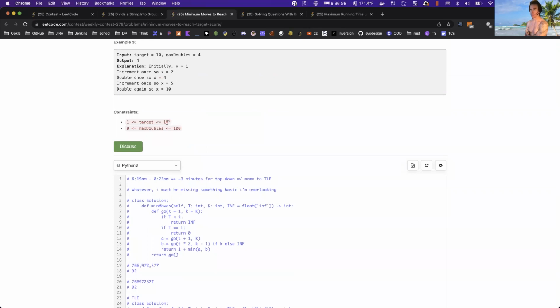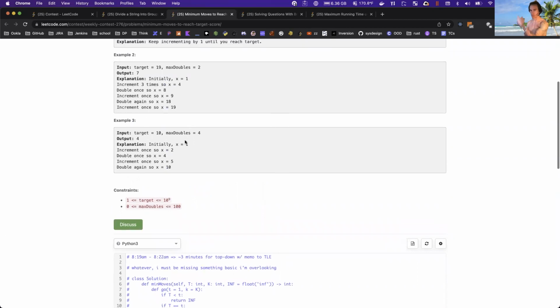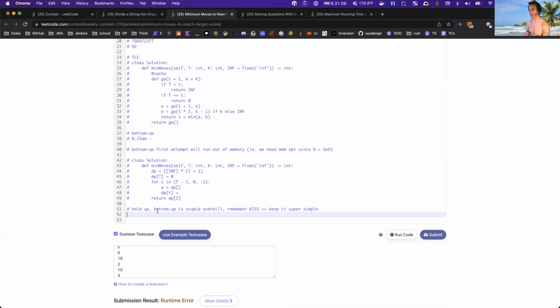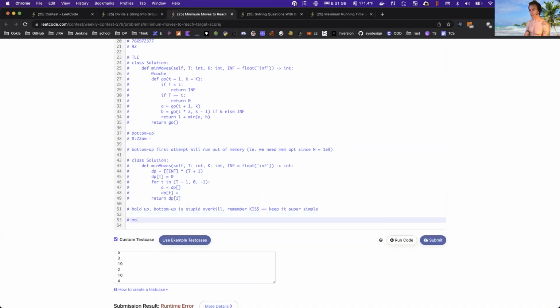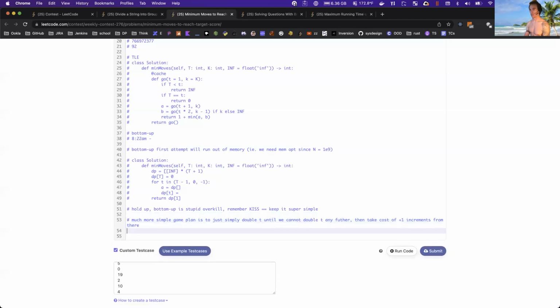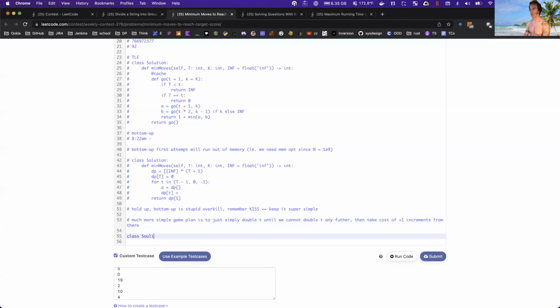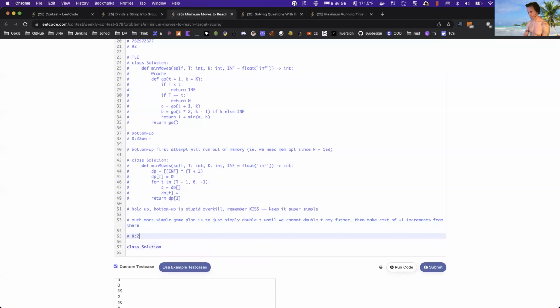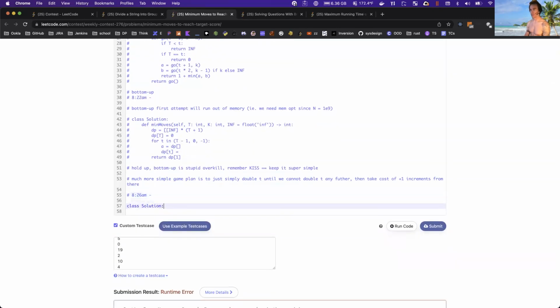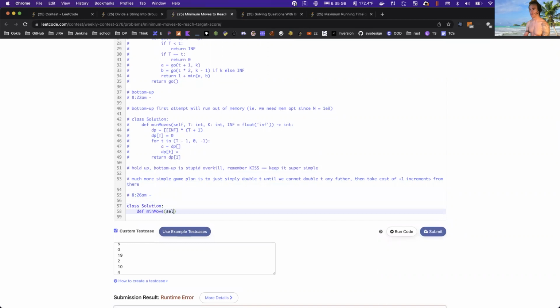We want to do the double as much as we can, right, until we get to there, and then single it up after that, right? Okay. Much more simple game plan is to just simply double T until we cannot double T any further, then take cost of plus one increments from there. Right? I mean, that works. Okay, let's do this again. 8:26. New game plan. This should be doable more simply, I believe.